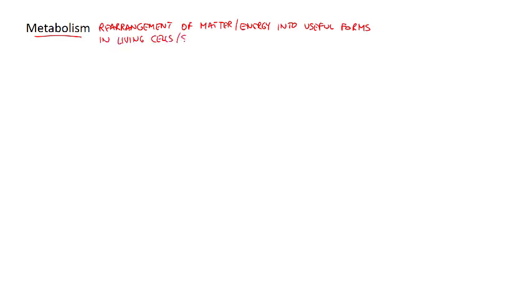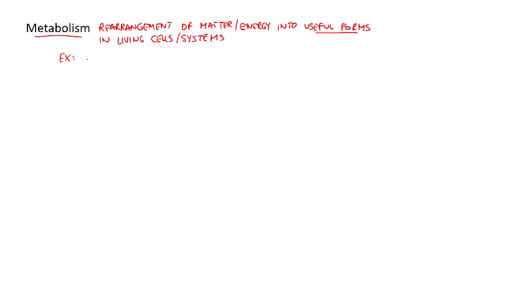All right, so that's our lead-in into the subject of metabolism. Metabolism is the rearrangement of matter and energy into useful forms in living cells or systems, since metabolism can be spread out among different types of cells in some organisms. Okay, so into useful forms we can have examples.